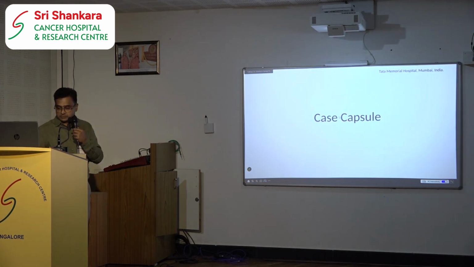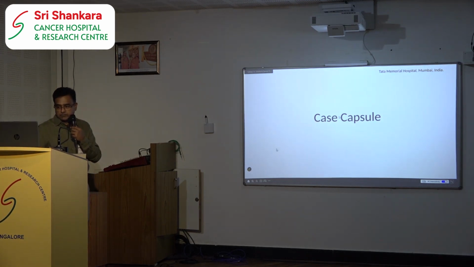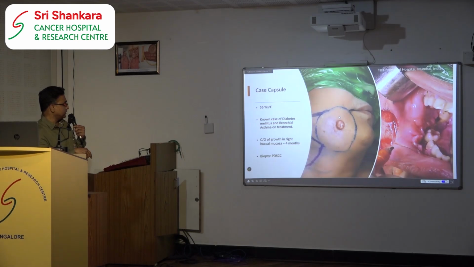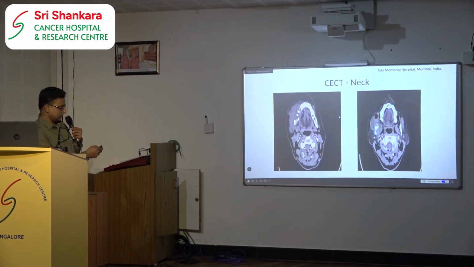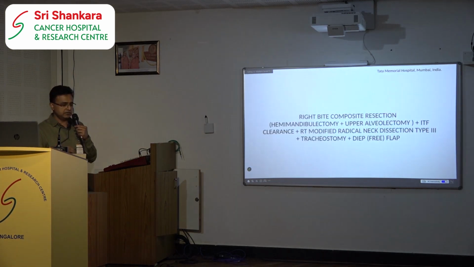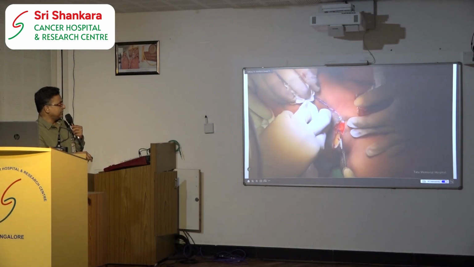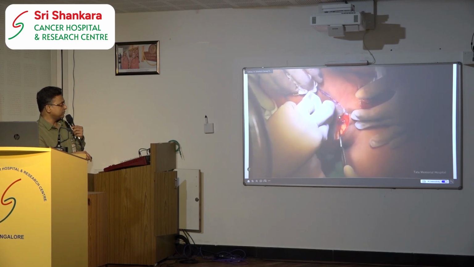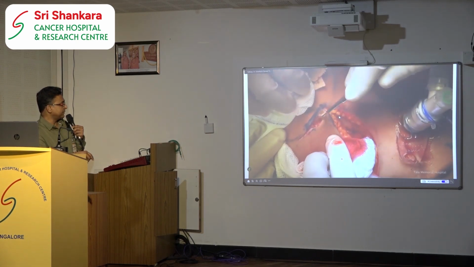Now, this is a small surgical clip wherein we'll see a case of a 56-year-old lady with a buccal mucosa poorly differentiated squamous cell carcinoma. That's the mandibular bone erosion. The disease is involving the mandible up to the sigmoid notch. And we did an upper alveolectomy with a hemimandibulectomy, neck dissection, and a free flap reconstruction.